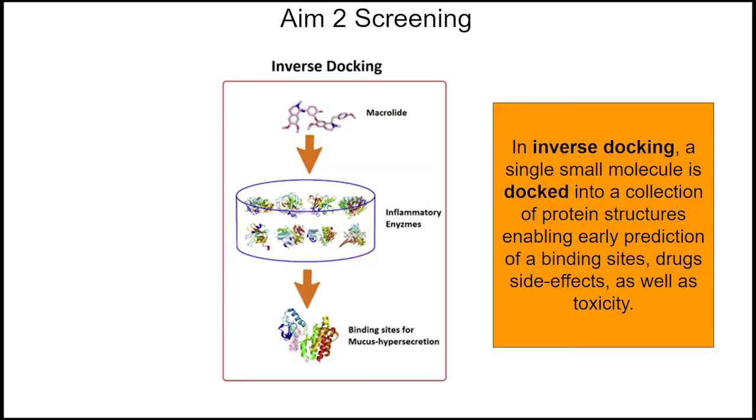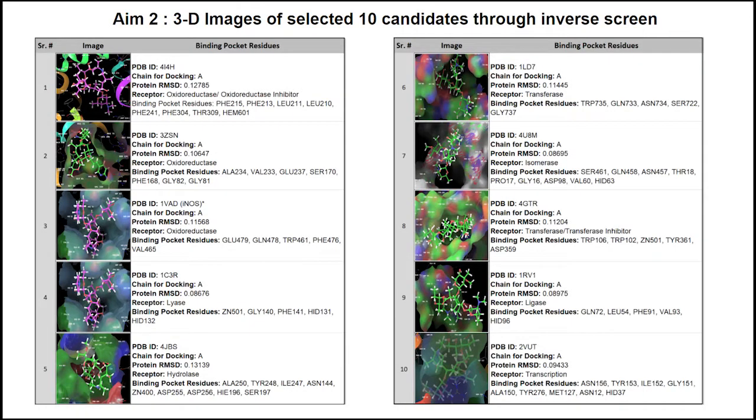The second aim of this study is to inverse dock these energy minimized 3D macrolides against the 17,000 scPDB druggable binding sites. The results obtained from the inverse screen were analyzed on the basis of binding energy scores and the pocket fit of the macrolide, which can be seen on the screen above.